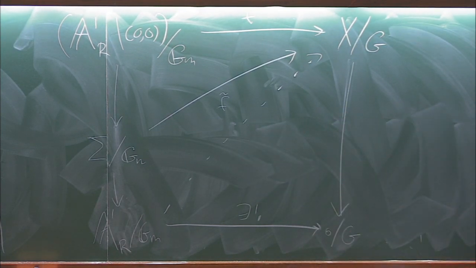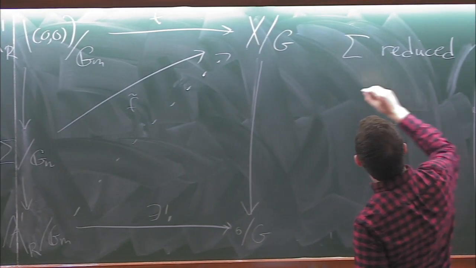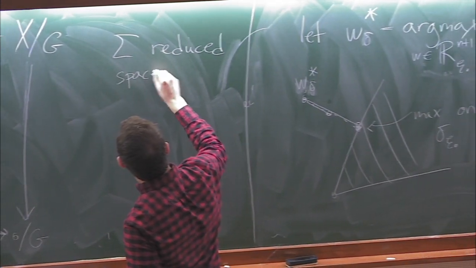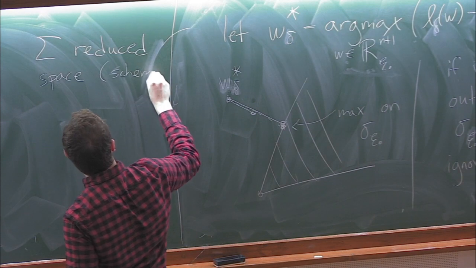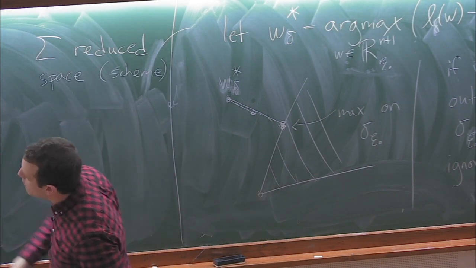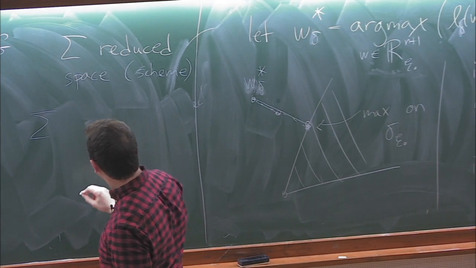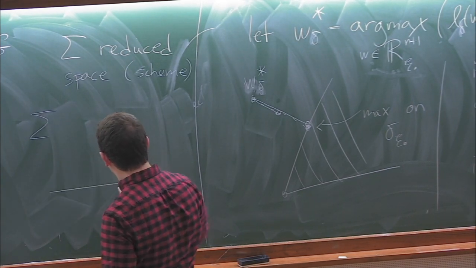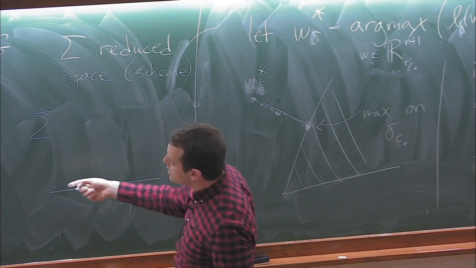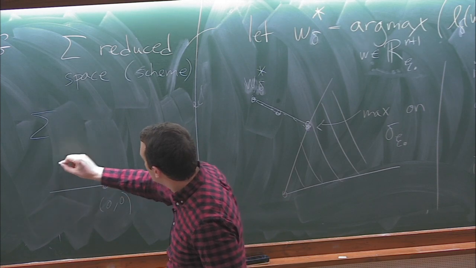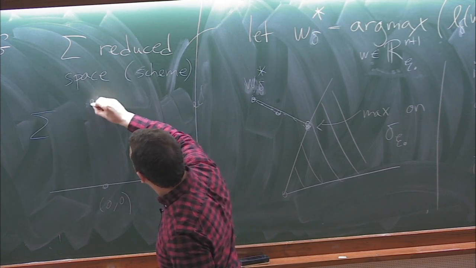So what does this look like? Sigma is a reduced algebraic space, but in fact in this case it's a projective scheme, and this is a G_m-equivariant map. So what does sigma look like? Over most of the surface, it's just an isomorphism. But over the special fiber, we'll have a chain of P^1s basically, with the G_m action.